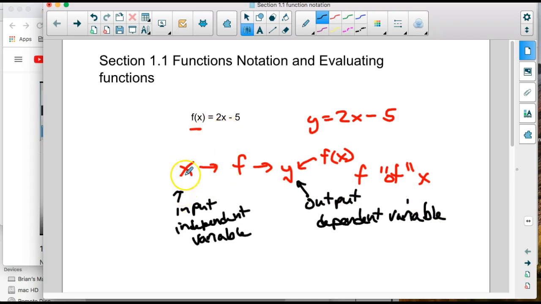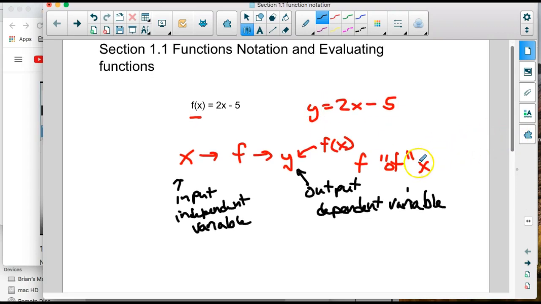Function notation is just another way to write your y value, and we're defining it in terms of a function so that we have different notation for different functions. We have different names. So it's just a different way of writing what's coming out of the function.